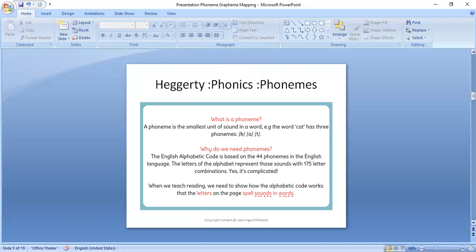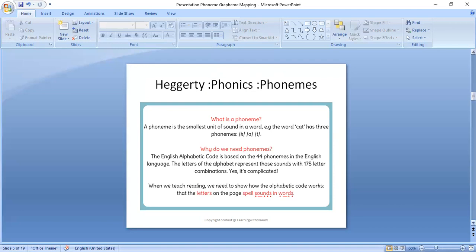Now, what is a phoneme? Phoneme is actually the smallest unit of sound in a word. Foundation year teachers, please note, when we do CVC words, that is consonant, vowel, consonant, three-letter words, here I can see phonemes as k, a, t.